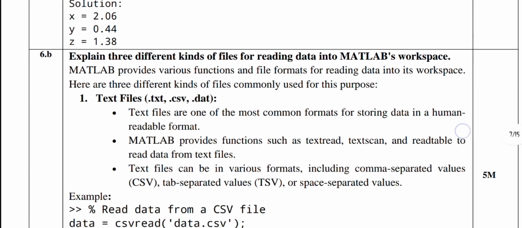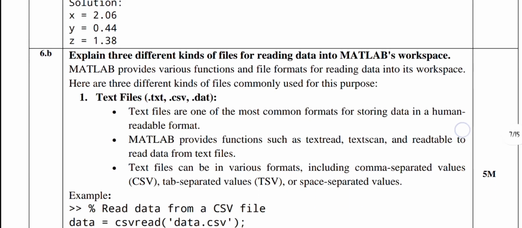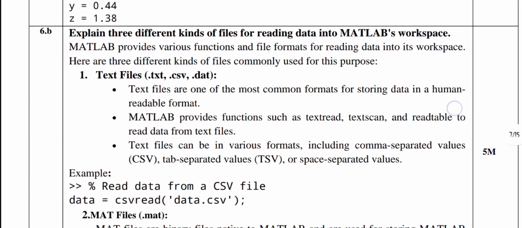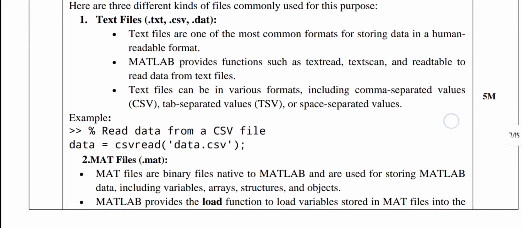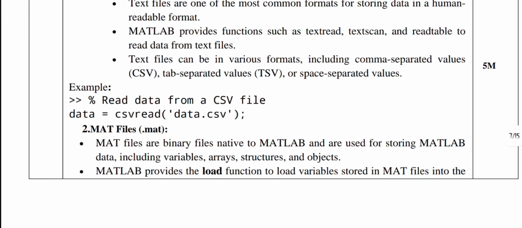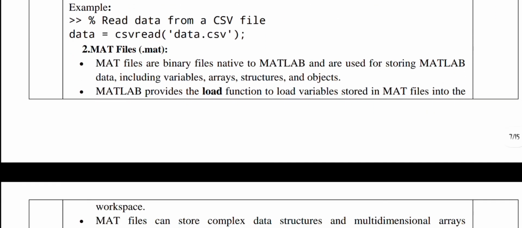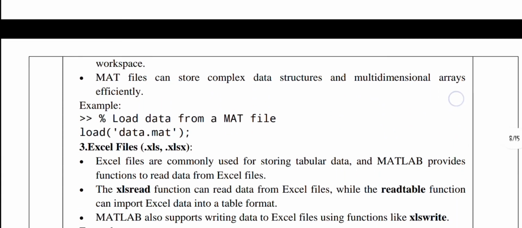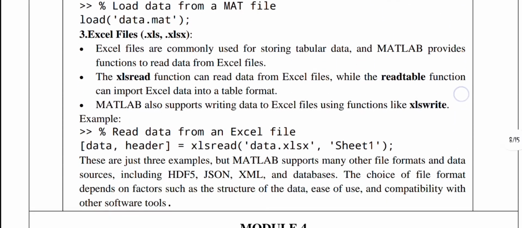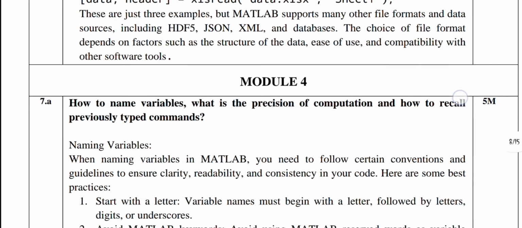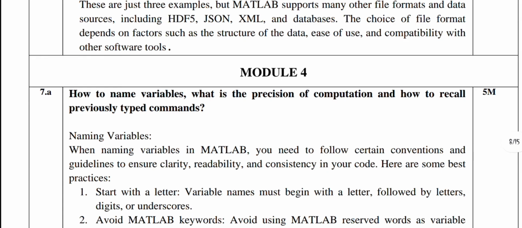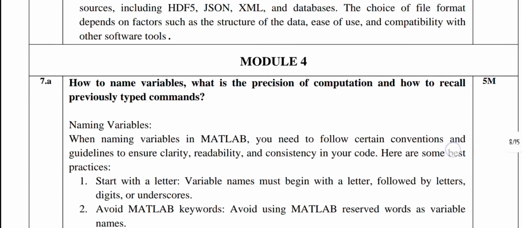And question is 6b. Explain 3 different kinds of files for reading data into MATLAB workspace. So first one is the text file. So second one is mat files. Third one is Excel files. So fourth module, how to name variables, what is the precision of computation and how to recall previously typed commands.